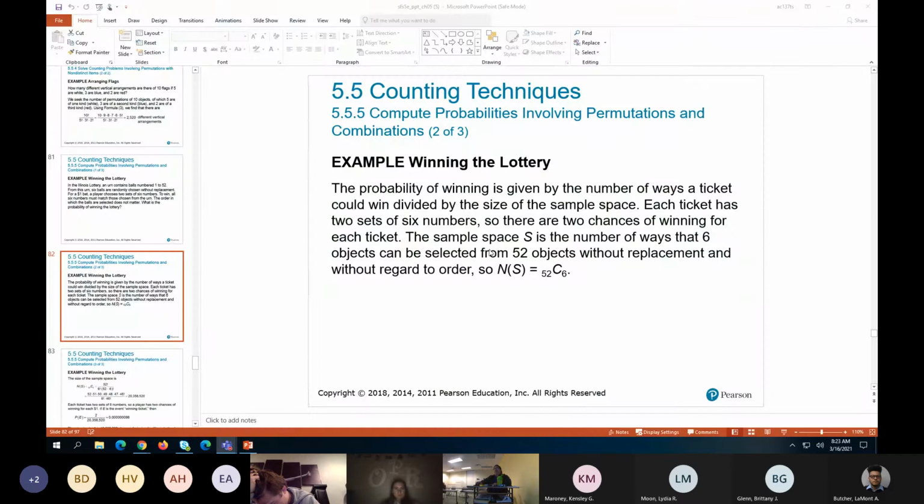All right, so here's the probability of a lottery winning: the number of ways a ticket could win divided by the size of the sample space. Each ticket has two sets of 6 numbers, so there are 2 chances of winning for each ticket. The sample space is the number of ways that 6 objects can be selected from 52 objects. Okay, well, they already give it to you. There it is, 52 combination 6. So pull up the handy dandy calculator, which I have to pull up again.